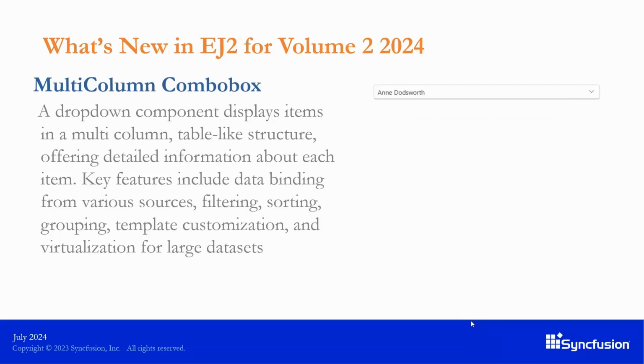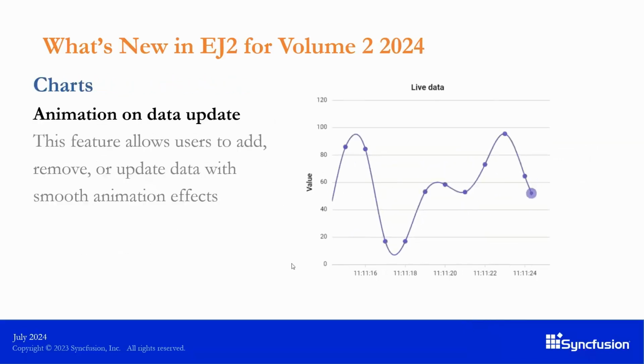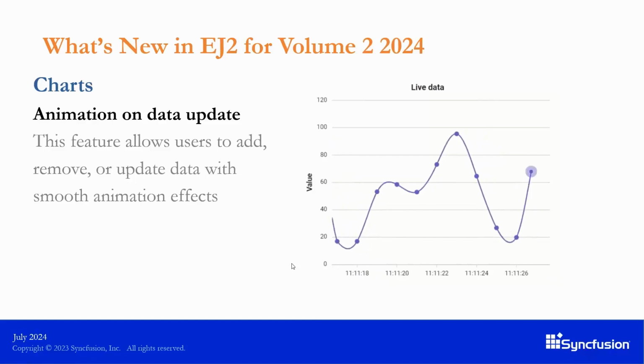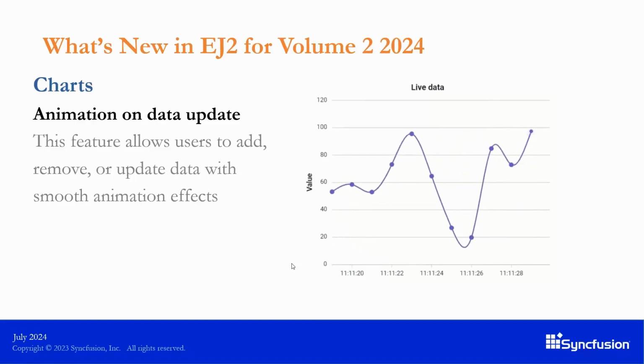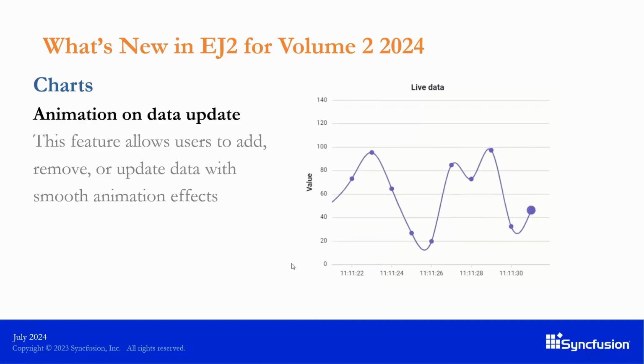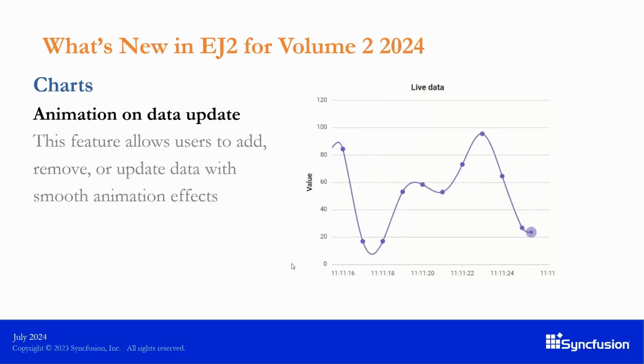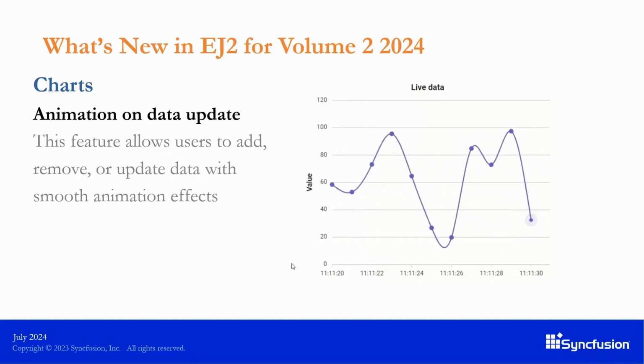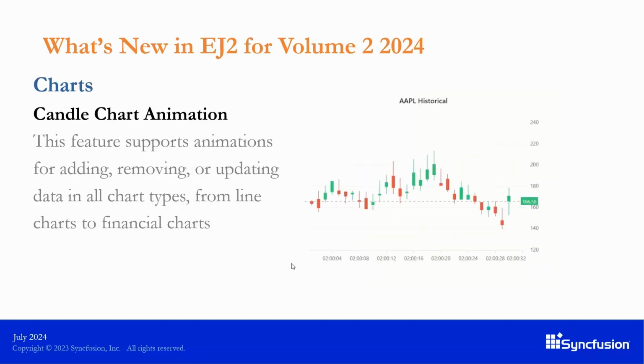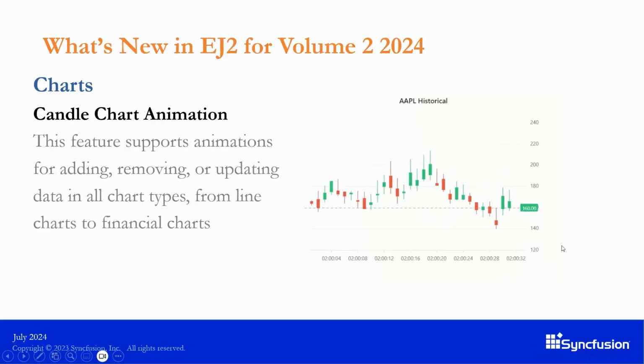Okay. Next, we'll go to the chart component update. We have added animation effects for adding, removing, and updating the chart data points. Along with this, you can also get point information based on the pointer coordinates during the mouse move events, allowing dynamic addition or removal of data points.